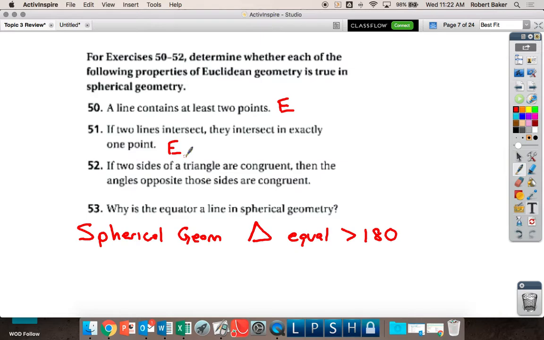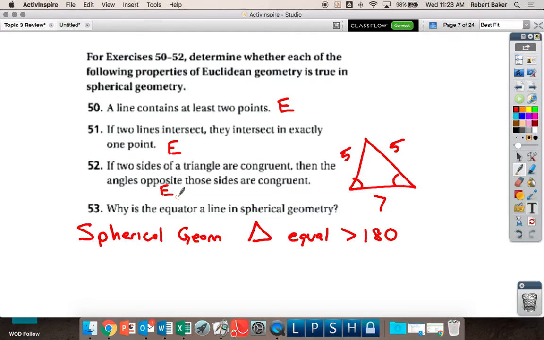If 2 sides of a triangle are congruent, then the angles opposite of those 2 sides are congruent. Spherical. Because it's 90 degree. I thought of it as like a 90. If 2 sides of a triangle are congruent, then the angles opposite those sides are congruent. I kind of call that the old isosceles triangle. Right, an isosceles triangle, base angles are congruent. In spherical geometry, not necessarily. We won't cover that until probably 3 weeks from now. So that is Euclidean.